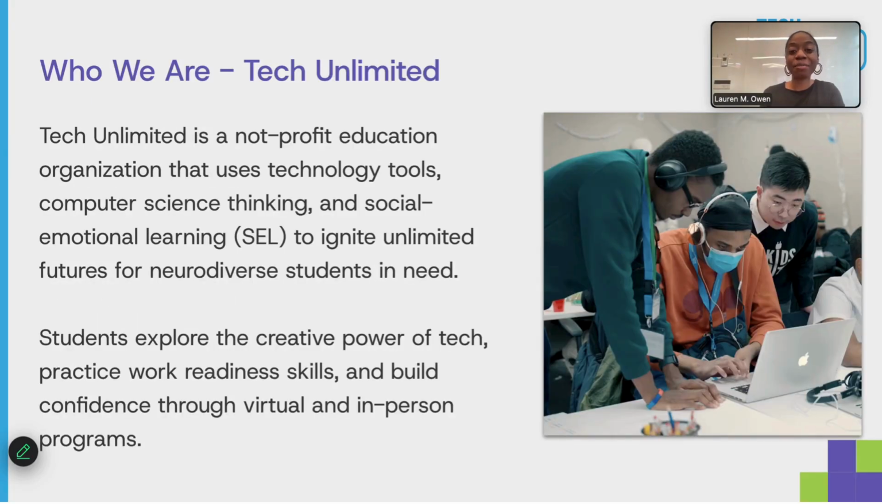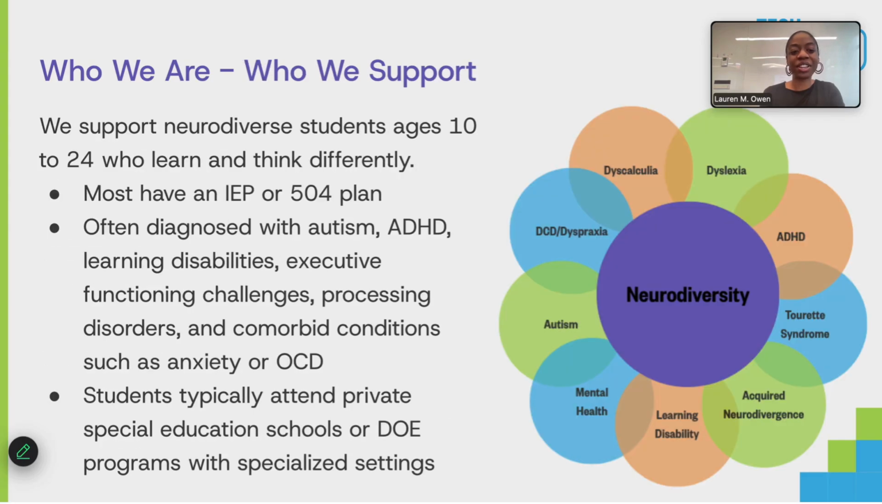Tech Unlimited is a nonprofit that supports neurodiverse students through creative technology, computer science thinking, and social emotional learning. Here we help our students use technology as a tool for self-expression, confidence building, and work readiness, virtually and in person in downtown Brooklyn. We serve students ages 10 to 24. Most have an IEP or 504 plan. They're often diagnosed with autism, ADHD, or learning disabilities, and they may attend specialized schools or DOE programs.